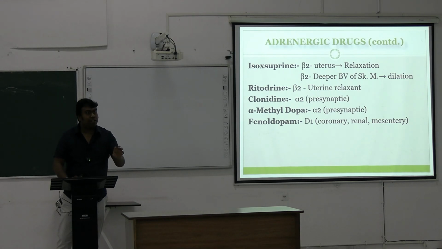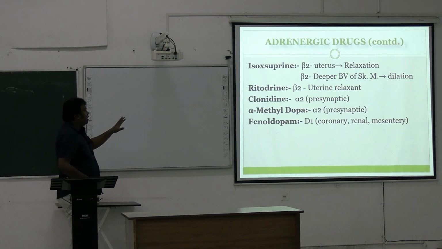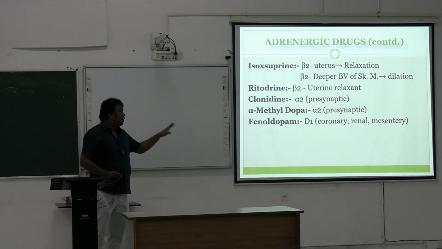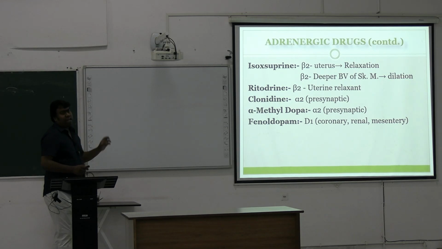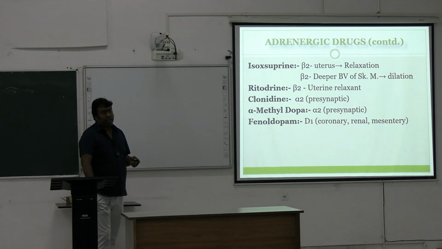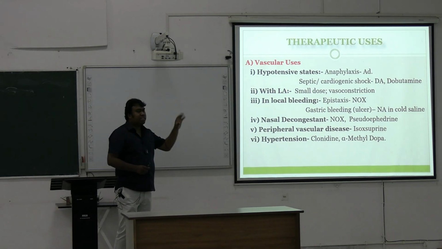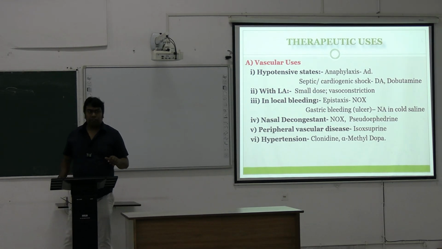Clonidine, though it is an agonist, can be used in treatment of hypertension. But all other drugs are used in hypotension and cardiogenic shock. Clear? Then D1 receptor agonist present in the coronary, renal and mesenteric vessels, fenoldopam, can be used where there is a requirement of increased blood flow from the heart. Clear? Then where is it used? In hypotensive states.